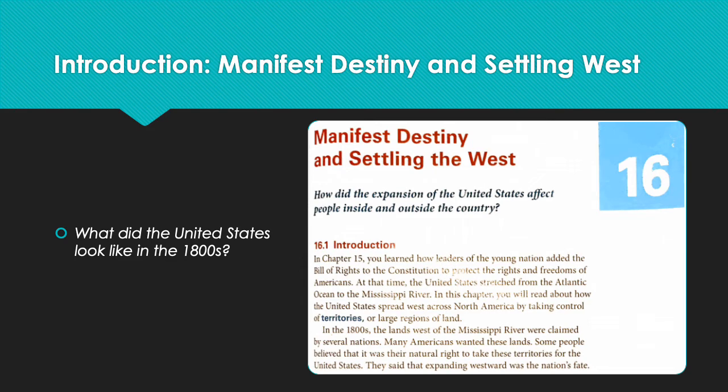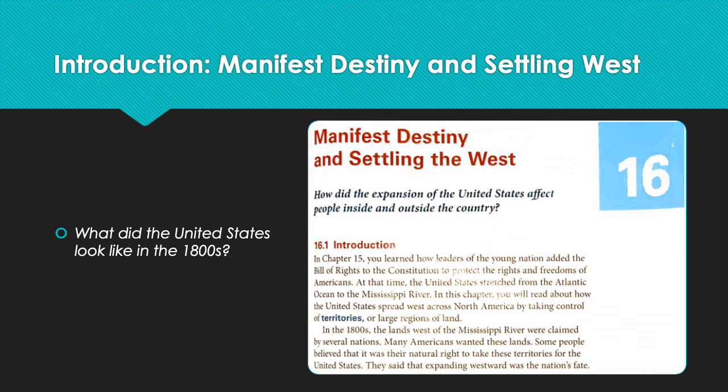Introduction. In Chapter 15, you learned how leaders of the young nation added the Bill of Rights to the Constitution to protect the rights and freedoms of Americans. At that time, the United States stretched from the Atlantic Ocean to the Mississippi River. In this chapter, you will read about how the United States spread west across North America by taking control of territories, or large regions of land.